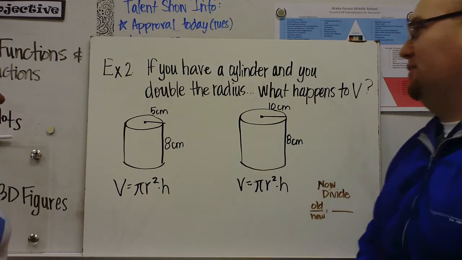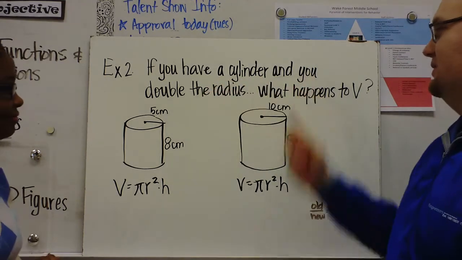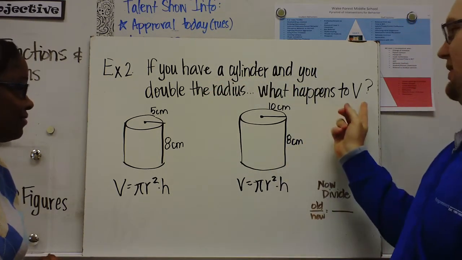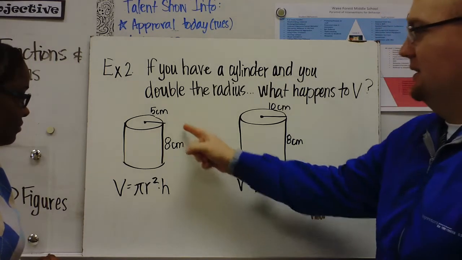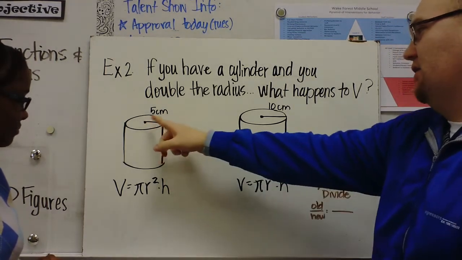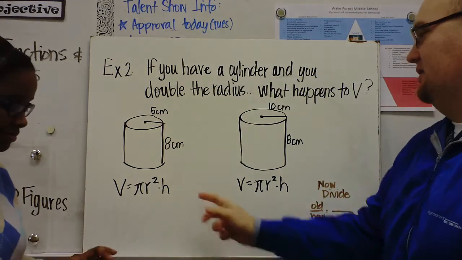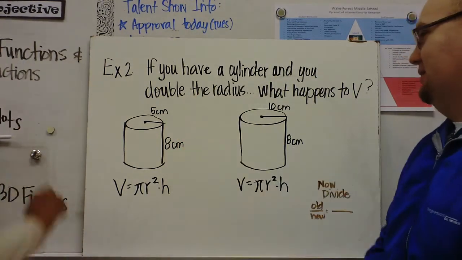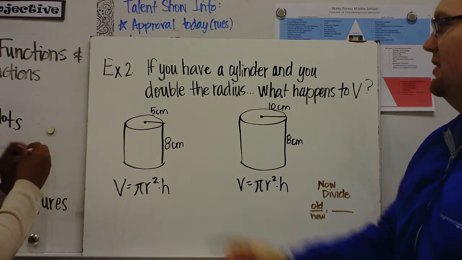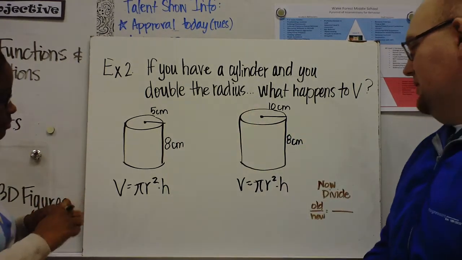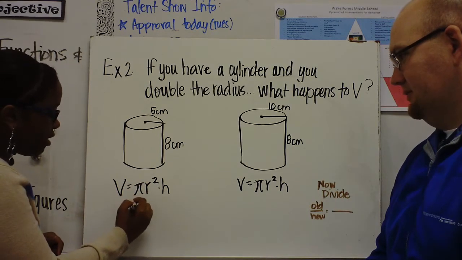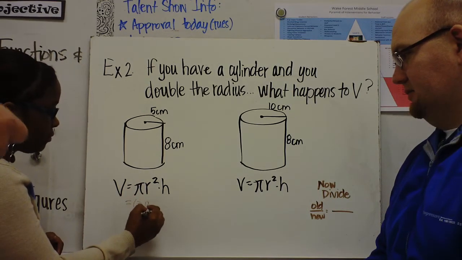Example number 2. If you had a cylinder and you doubled the radius, what would happen to the volume? Let's look. So we have our cylinder here, and our radius is 5 centimeters, and our height is 8 centimeters. So the question asks, we double the radius, what will happen? So we know that for pi, we're going to plug in our numbers. For pi, we need to use 3.14.